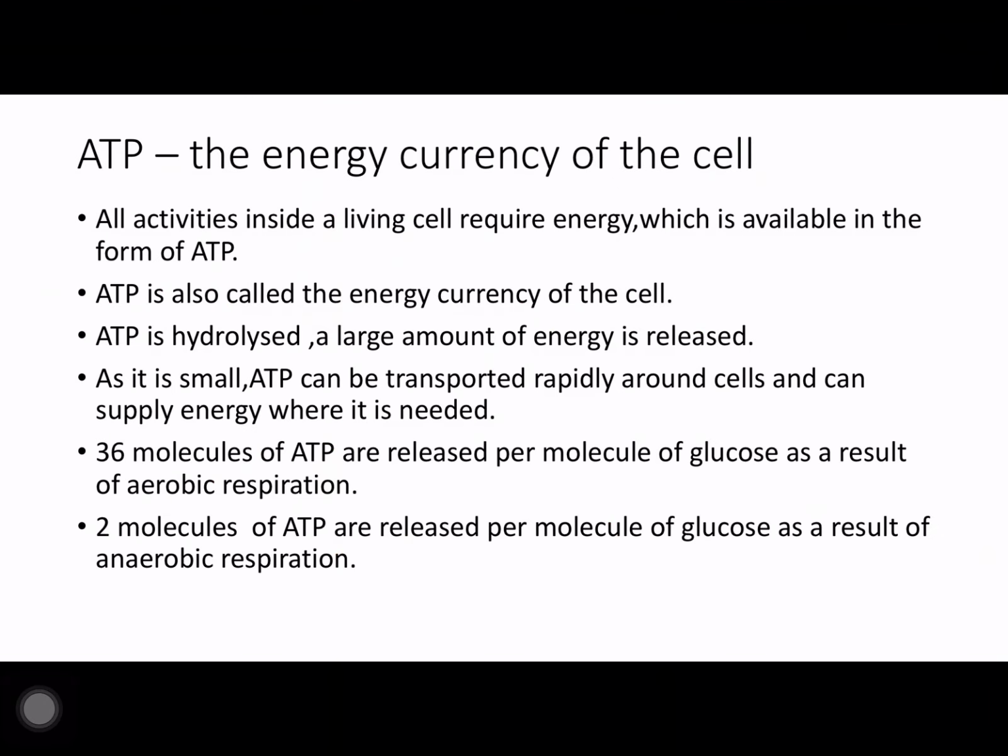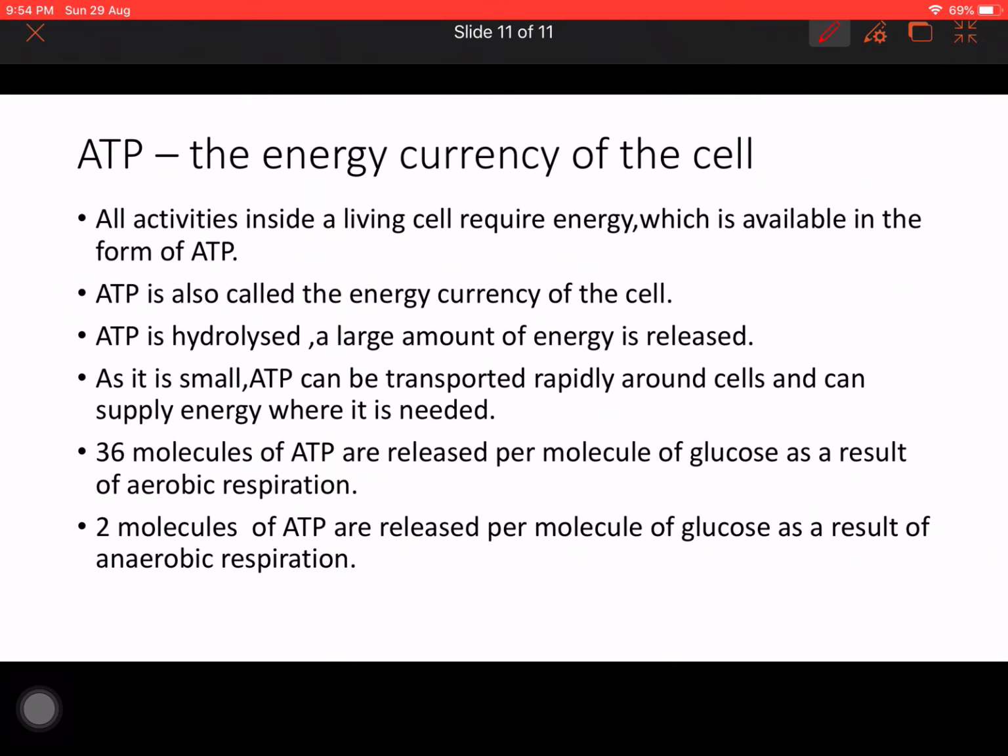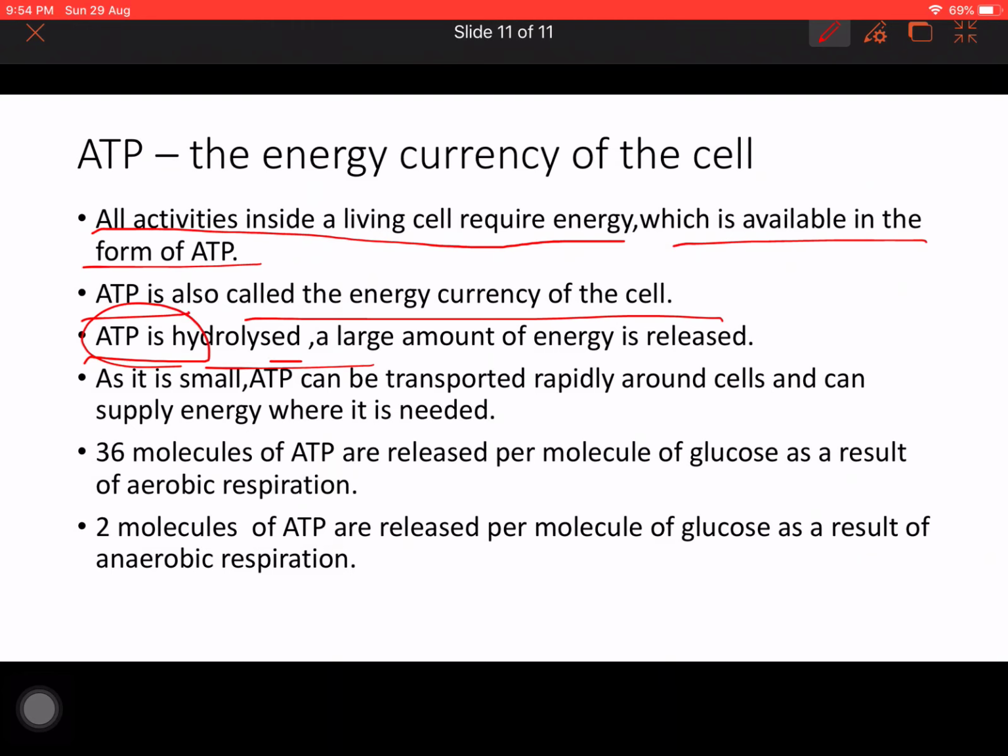Now let us see in the last slide what we want to discuss. So what is ATP actually? ATP is the energy currency of the cell. All activities inside a living cell require energy, which is available in the form of ATP. ATP is hydrolyzed and it gives us a large amount of energy. ATP can be transported very rapidly around the cells because it is very small in size, and can supply energy wherever it is needed.